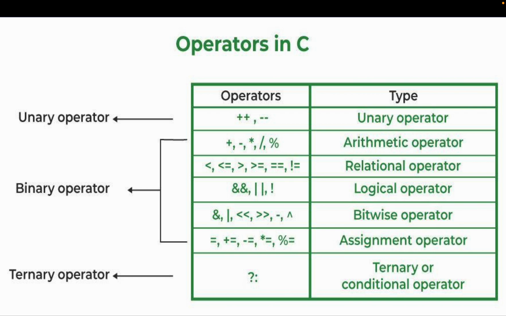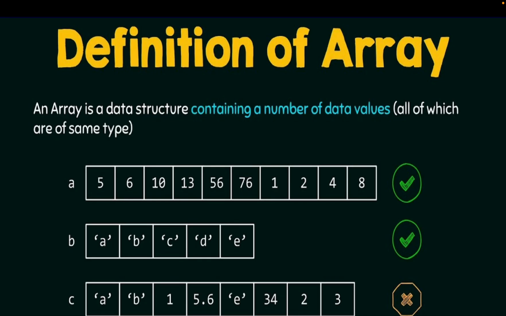For binary operator, we at least require 2 operands, like plus, minus, multiply, divide, and relational operator, logical operator, bitwise, and assignment operator. For addition, we at least need 2 numbers. So it is a binary operator. For ternary operator, we need 3 operands. In that case, the condition is evaluated; if it is true, then the second part is executed. If it is false, then the third part is going to execute.